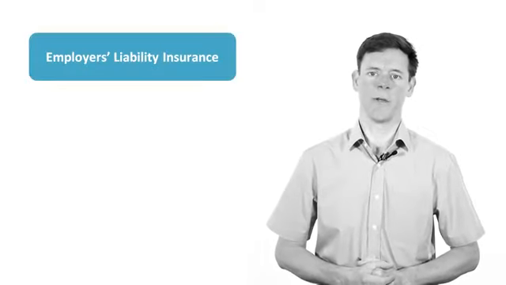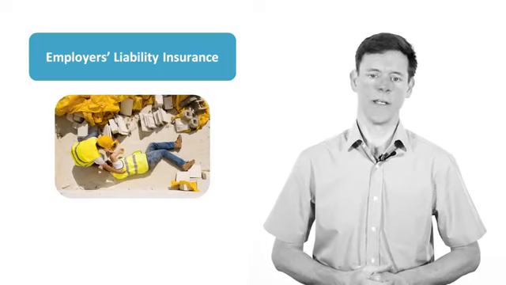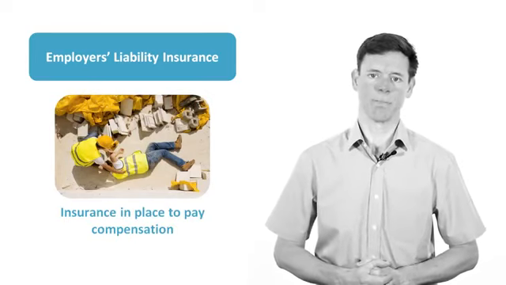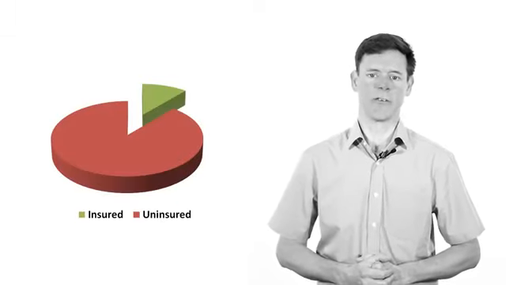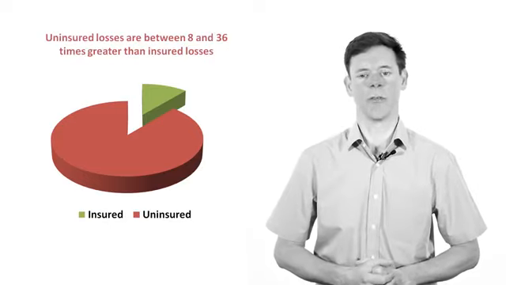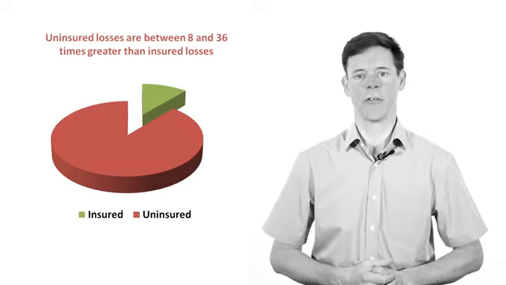For example, it is compulsory to take out employers' liability insurance so that if an employee is killed or injured at work, there is insurance in place to pay compensation. However, many losses associated with workplace accidents are uninsured, and it has been estimated that uninsured losses are between 8 and 36 times greater than insured losses.